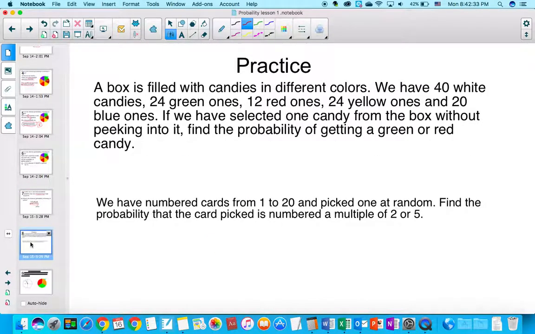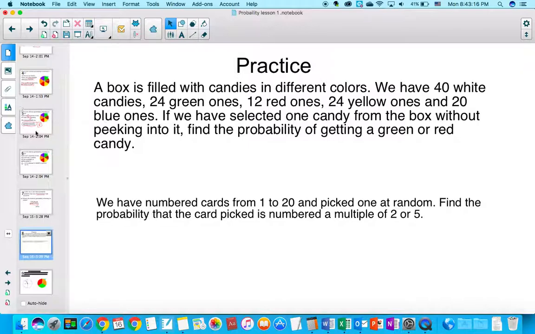Another thing you will see a lot of are word problems, because word problems are fun. You will see a lot of them because it forces you to take information and use it in a way in which you get the correct answer. And there will sometimes be useless information and sometimes a lot of information that you have to add together. An example of that would be this question. A box is filled with candies in different colors. We have 40 white candies, 24 green candies, 12 red candies, 24 yellow candies, and 20 blue ones. If we select one candy from the box and we did not peek into the box, what is the probability of getting green or red?